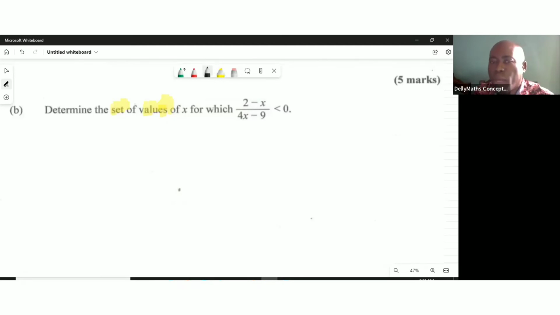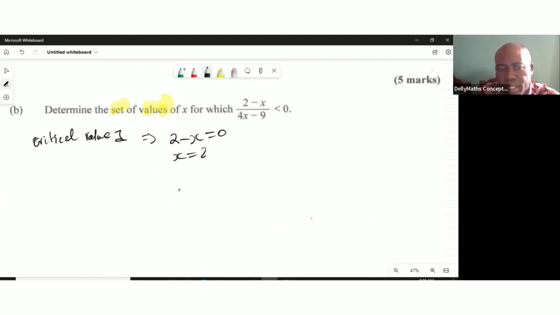So what we could do is look at the numerator. Whenever a fraction or a rational number is linked to a 0, then the numerator is 0. So critical value 1: I need to find critical values in order to do this. Critical value 1 is going to equal taking the numerator, which is 2 minus x, setting it to 0, and then finding x. So you could see here that x is equal to positive 2. That's critical value 1. I will be using this to assist the process.